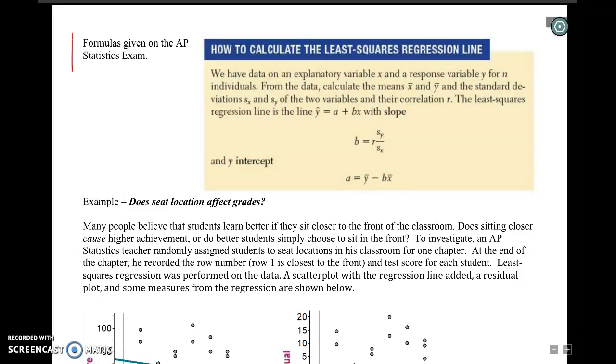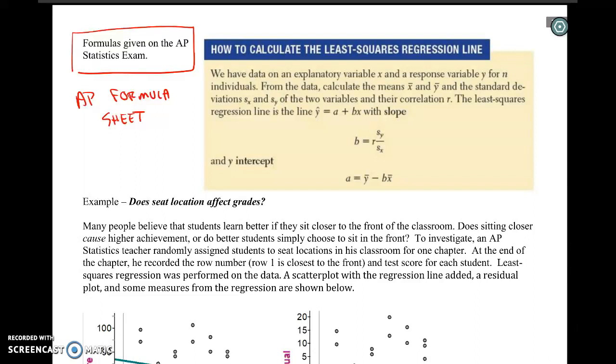Formulas given on the AP exam. Actually, in class, I will give you guys the actual AP formula sheet, finally. I could have given it to you earlier, but there wasn't really much on there to help us up to this point in time, but now there's a couple things. And you're going to find that the formula sheet has a lot of stuff that we're not going to use. And when it has some stuff that you need, it's kind of hard to find because there's a lot of crap mixed in with it.